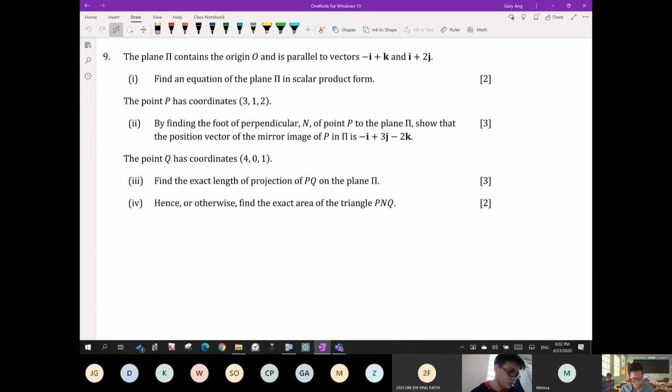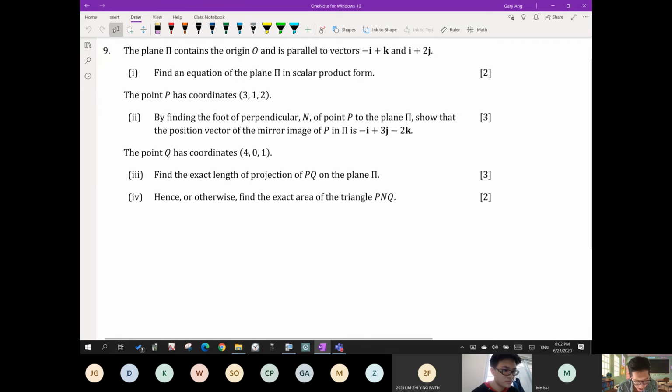Okay, let's not waste time. The plane contains the origin and is parallel to these 2 vectors. Find the equation of the plane. That's all. So that's the mission. Your job is to go and find the equation of the plane.